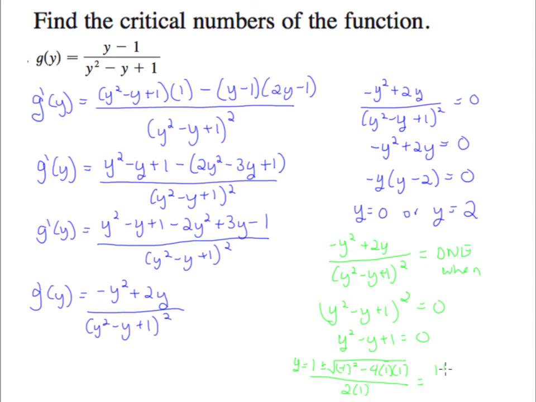And as I'm working through this, I notice, uh-oh, I get a negative underneath my square root in my quadratic formula. Remember, that means that we have no real solutions. So therefore, I know that this function always exists. So my only possible critical values are the 0 and the negative 2.